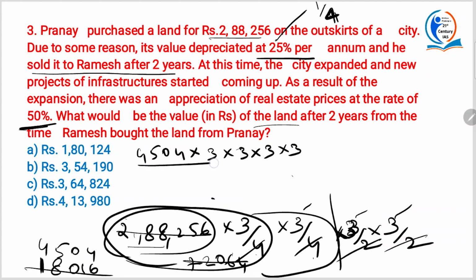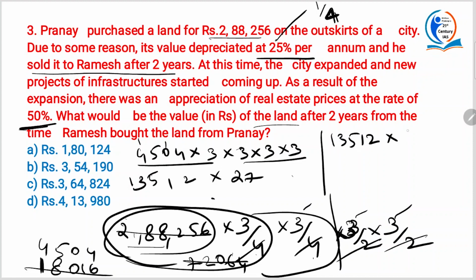So, 4504 into 3 is how much? 3 4s are 12, 3 5s are 15, 5 1, 3 4s are 12, 13. Okay, 13512 into 27. One way is direct multiplication. The other way is, 13,512 into 27, I'm splitting it as 30 minus 3. Now what will it become? 13,512 into 30 minus 13,512 into 3.